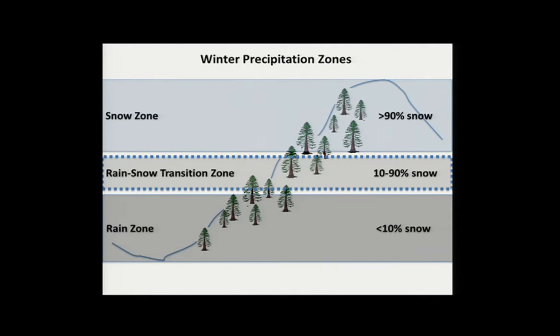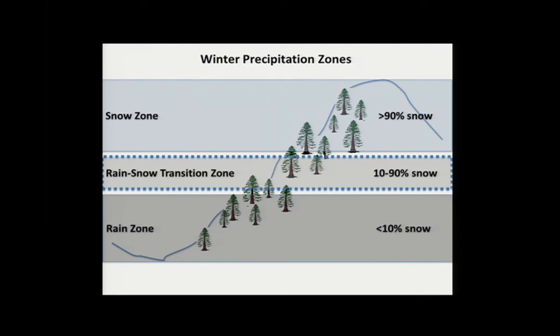So just again to this cartoon showing you the snow zone where the winter precipitation, not the annual precip, but the winter precipitation, you're really getting mostly snow. A little bit of rain event here and there, but you're really getting a lot of snow. In the rain-snow transition zone, that's a dotted line because it moves up and down depending on the year. And it's a real mix. At the top end, it's a lot more snow, and at the bottom end, it's a lot more rain. And then below that, of course, you're really getting mostly rain and the occasional snow event.